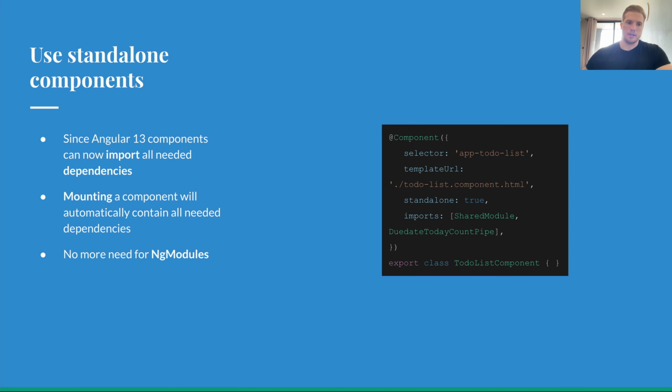Use standalone components, because since Angular 13, components can now import all the needed dependencies, which is nice, because then you can make sure the component is mounted with all needed dependencies and you don't need to import anything else, and it's just completely self-contained, and there's no more need for ng modules this way. So here we can import, for example, we said standalone true, and then we can import shared module, and this pipe, which is also a standalone component, the due date today count pipe.